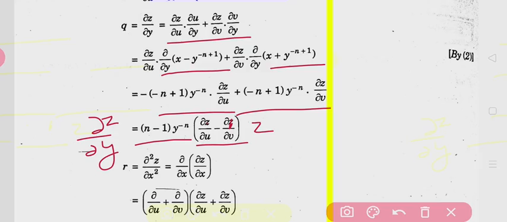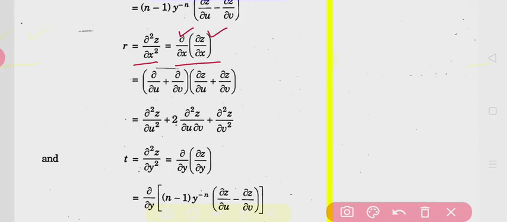Okay, now find the value for r. r is ∂²z/∂x². This will be ∂/∂x of ∂z/∂x. But you know the values for ∂/∂x and ∂z/∂x. You place them over here. So when you do this, firstly ∂/∂u of this bracket plus ∂/∂v of this bracket. So this value you got.